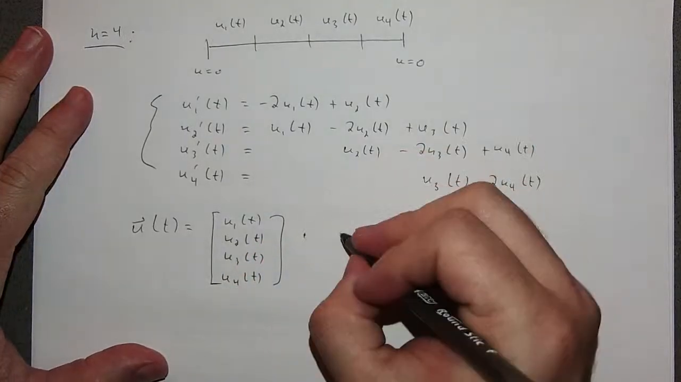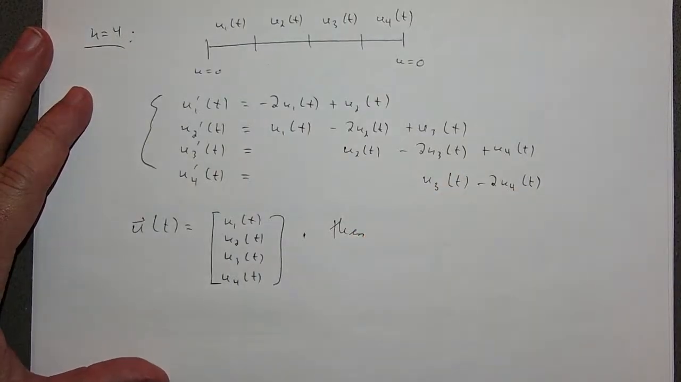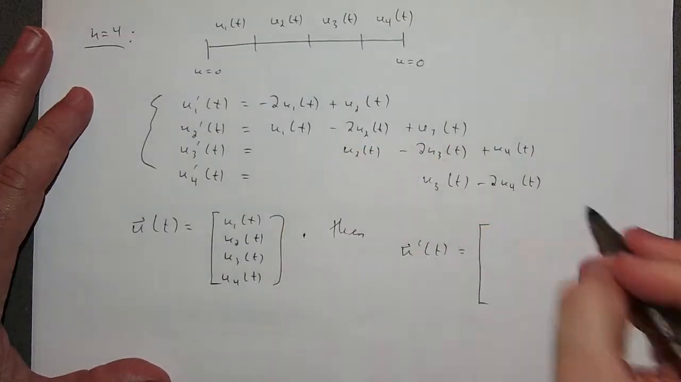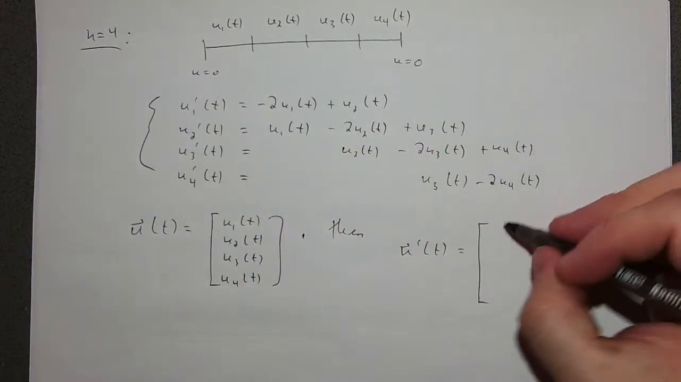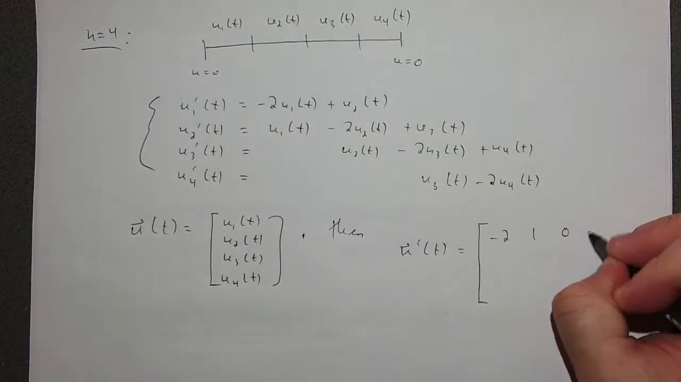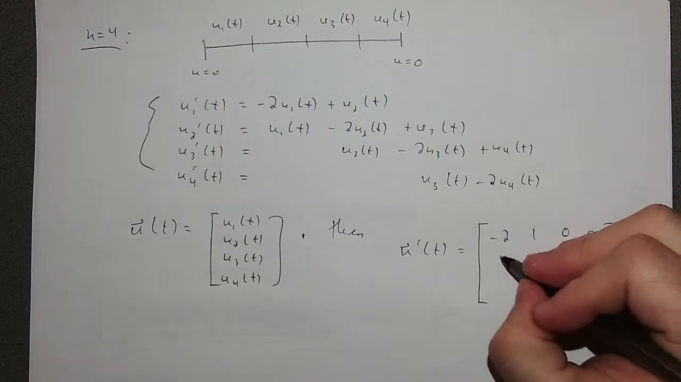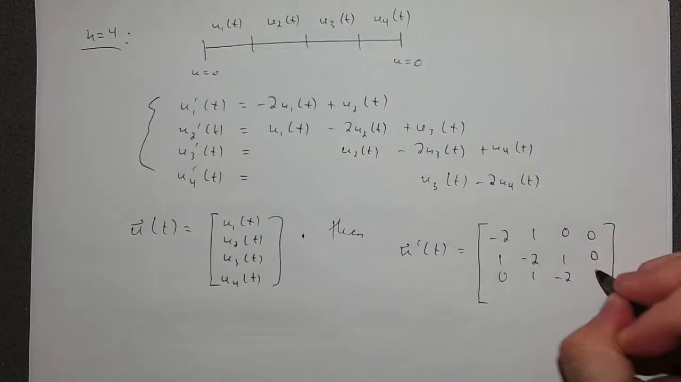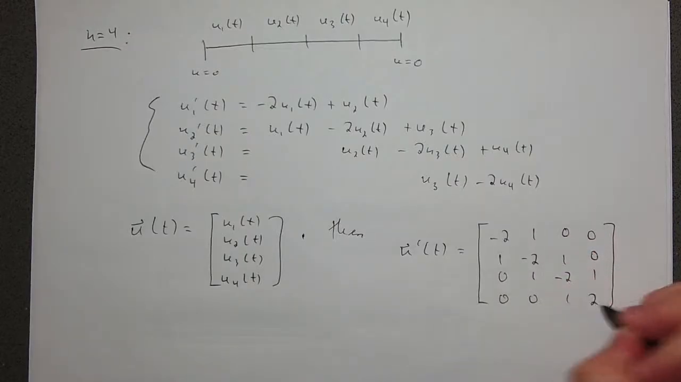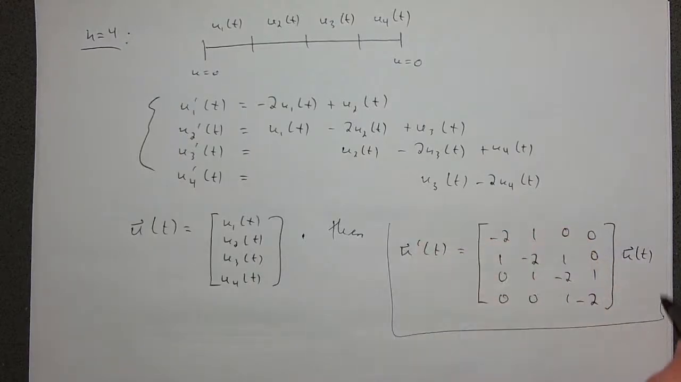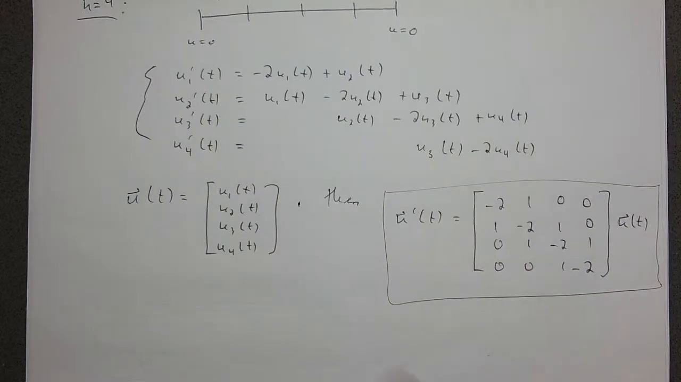Then what we obtain here is that u prime of t is equal to, now I'm writing out this matrix, just reading row-wise, so that's reading equation by equation. This would be minus 2, 1, 0, 0. Next would be 1, minus 2, 1, 0. Next would be 0, 1, minus 2, 1, and 0, 0, 1, minus 2, times u of t. And an initial condition, of course, would be specifying initial values for each of these four functions.